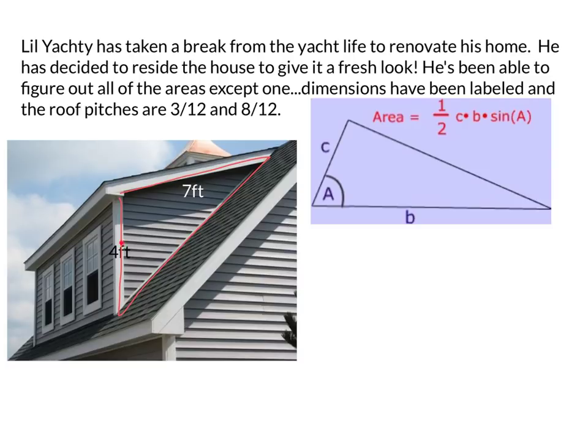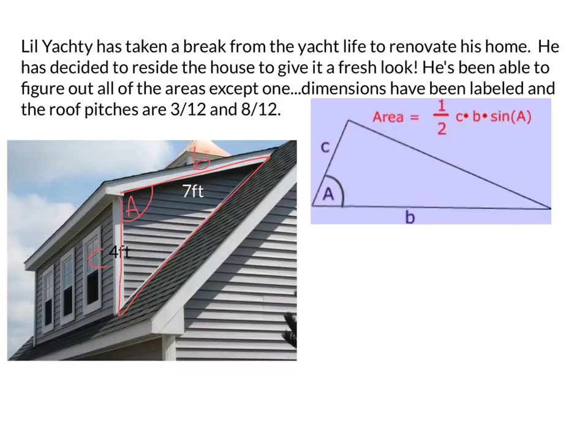So let's think about that over here. I know this side. I know this side. What angle do I want to know in order to do this? Well, if I find out what this angle measure is right here, that is the angle that is formed by the two sides that I know information about. Right? So this is basically like my C, this is like my B, this is my angle A. I want to figure out what that is.